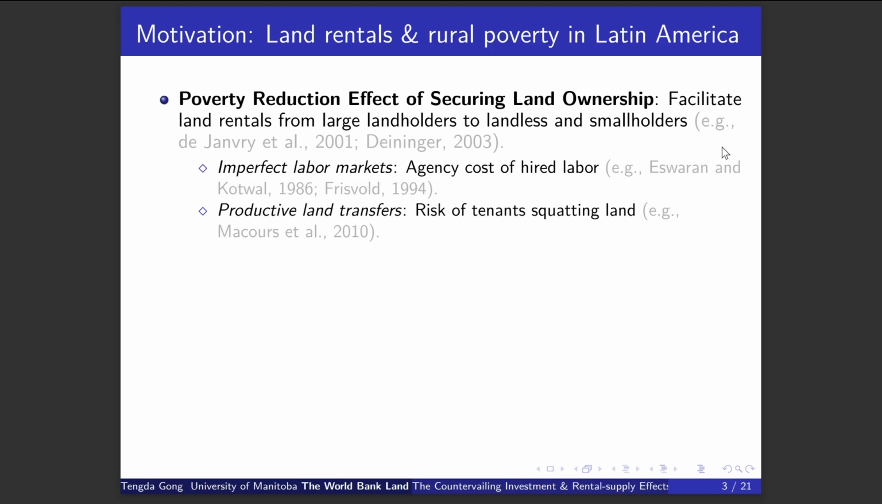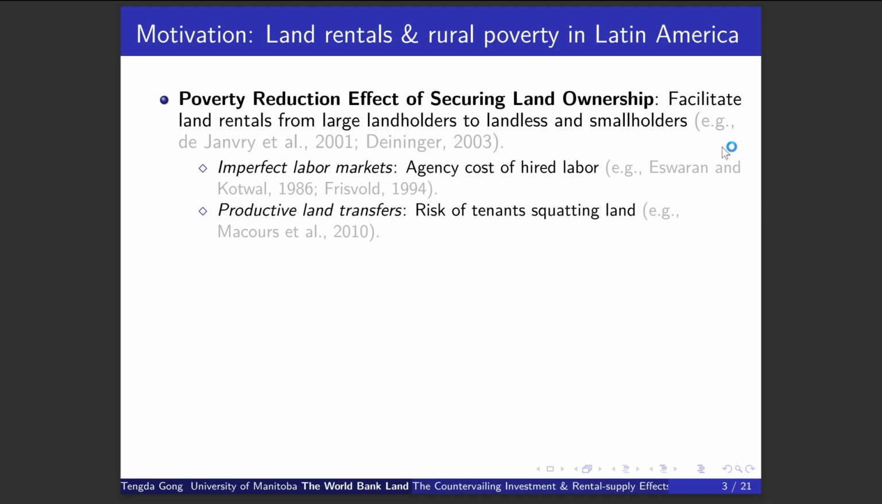So why is this important? Well, I focus on Latin America. Latin America has a highly unequal land ownership distribution. So there is a chance you may reduce poverty by reallocating land from large landholders to small landholders, and even landless people. There's a huge number of landless people.